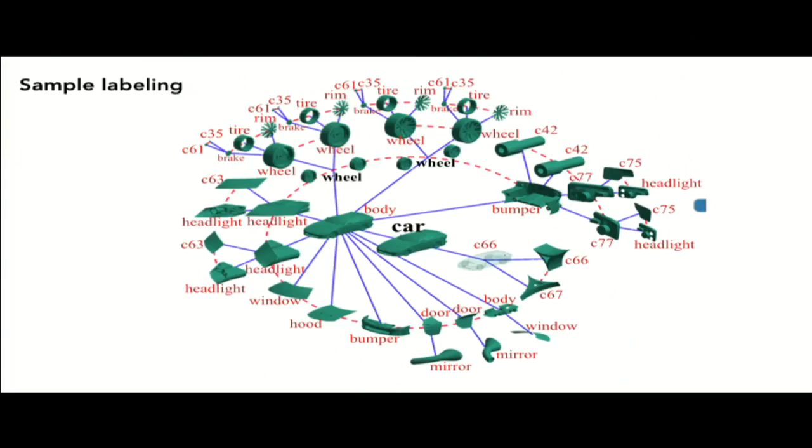So here's an example of the labeling that we infer for part of the training set. The black annotations came with the data. So this was labeled wheel, this was labeled wheel. But none of the red terms were given in the data. And so we were able to figure out this is a body, this is a bumper, this is a headlight, and so on.